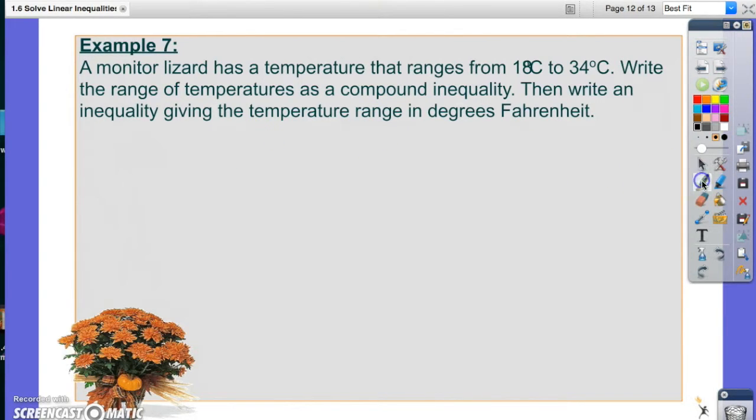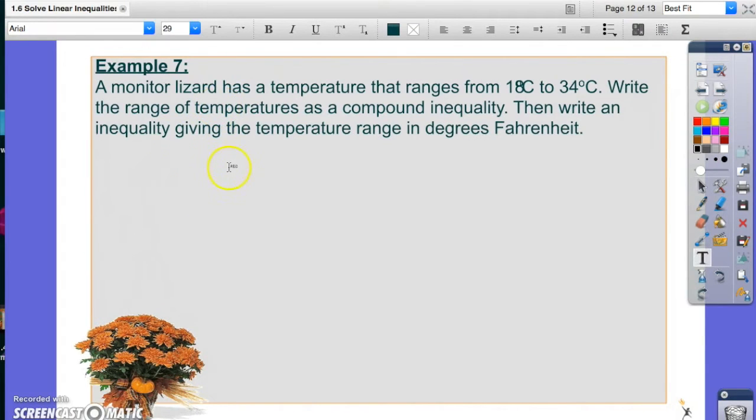So here's where we start. Actually, I think I might type this again. I think typing might work a little better so you guys can read it. I know it goes between 18 and 34 degrees Celsius. So we're going to write 18 less than or equal to C, next symbol, 34. So that C is greater than or equal to 18 and less than or equal to 34. All right, so here's our inequality. We know it's a range between those numbers.